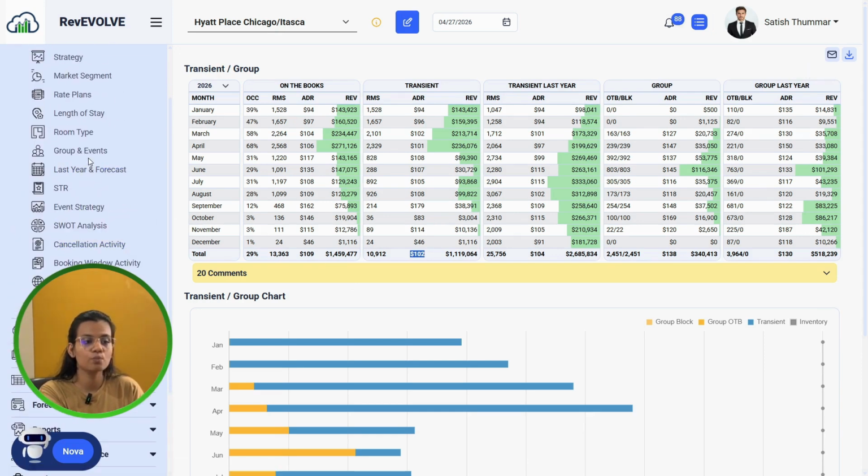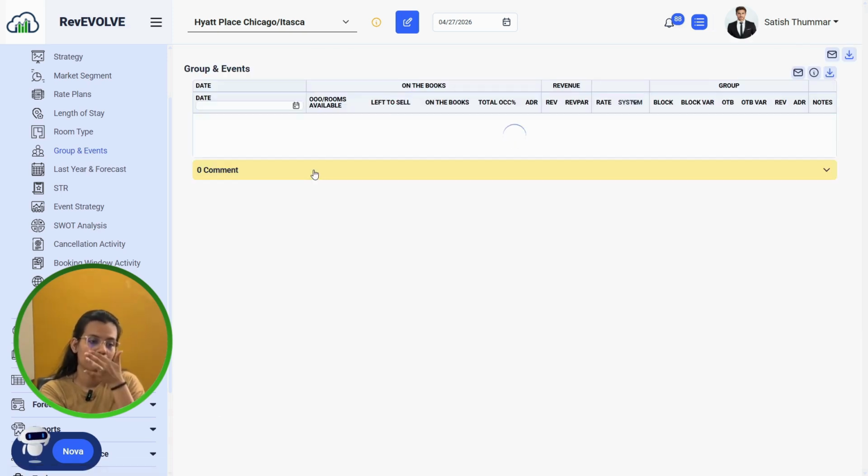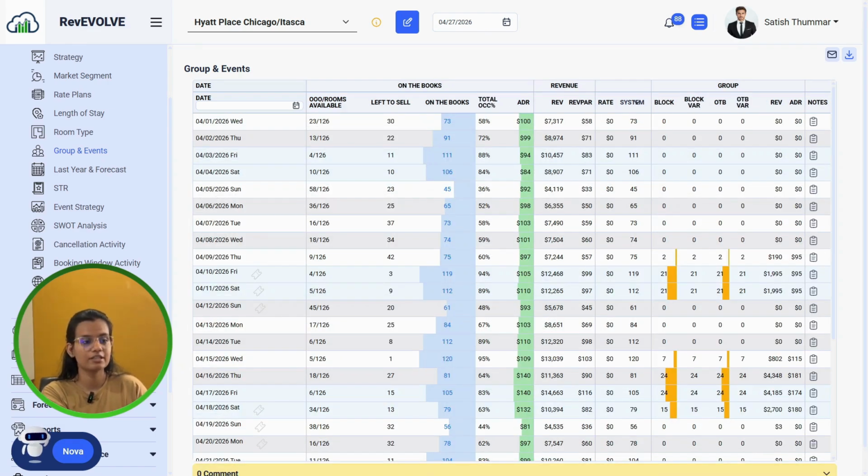We have group and events. In group and events, this type of widget mostly works as an operational control tower. Instead of monthly averages, you now see the daily occupancy, pickup days, and group books versus actual pickup.